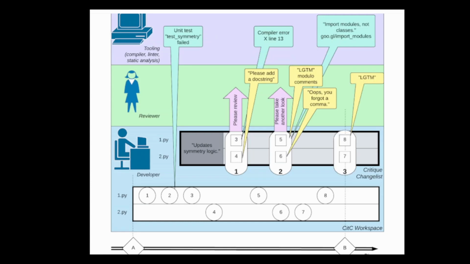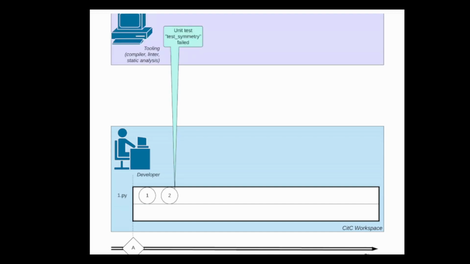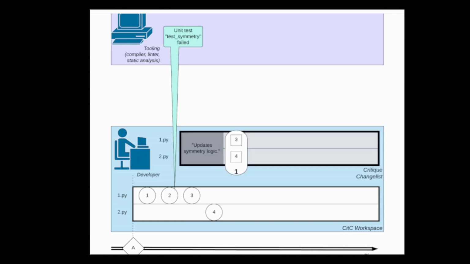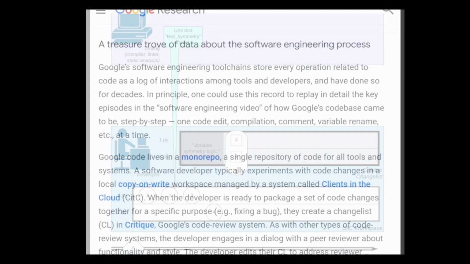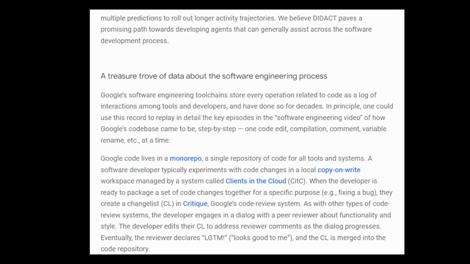As with other types of code review systems, the Google developer engages in a dialogue with a peer reviewer about functionality and style. The developer edits the change list to address the review comments as the dialogue progresses. Eventually, the reviewer declares, "Looks good to me, LGTM," and the change list is merged into the repository. In addition to dialogue with the code reviewer, the developer also maintains a dialogue of sorts with a plethora of other software engineering tools such as the compiler, the testing framework, linters, static analyzers, parsers, and other tools.